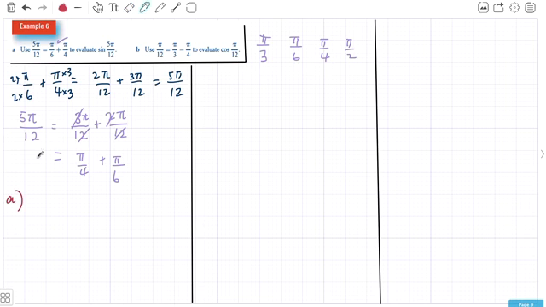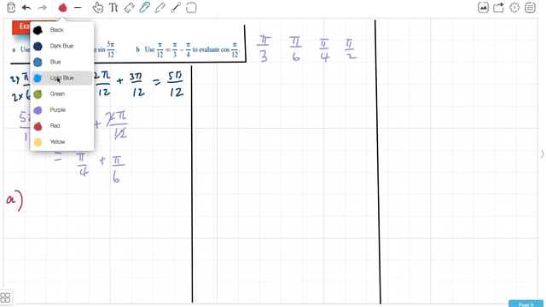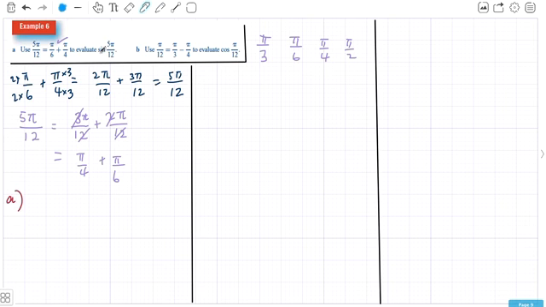So our first question A, we're going to look at evaluating. And it's sine, and you can also see here that we're going to be looking at sine of two angles added together. So sine of 5 pi on 12 equals sine of pi on 6 plus pi on 4. We're going to use our compound angle formula. I'm just going to write CAF here for compound angle formula.